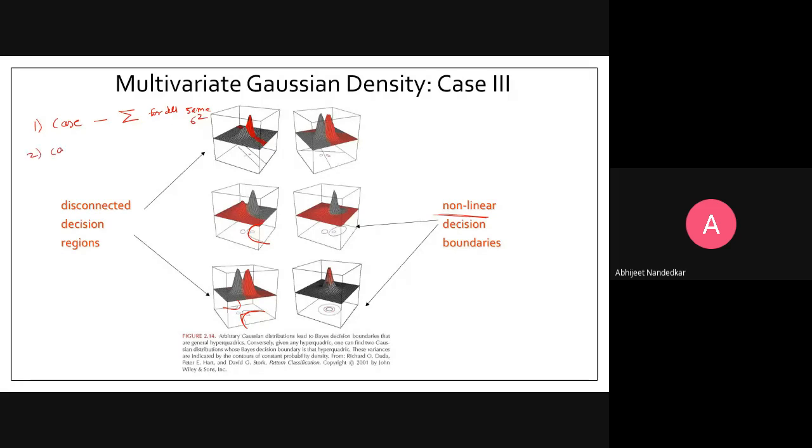Second case, sigma is the same for all, but the diagonal elements are different, that is, the variance can be different. Third case is sigma is different for all. Diagonal obviously can be anything. So this is the most generalized thing, and you will see that when you go to the most generalized thing, the decision boundaries are becoming non-linear.